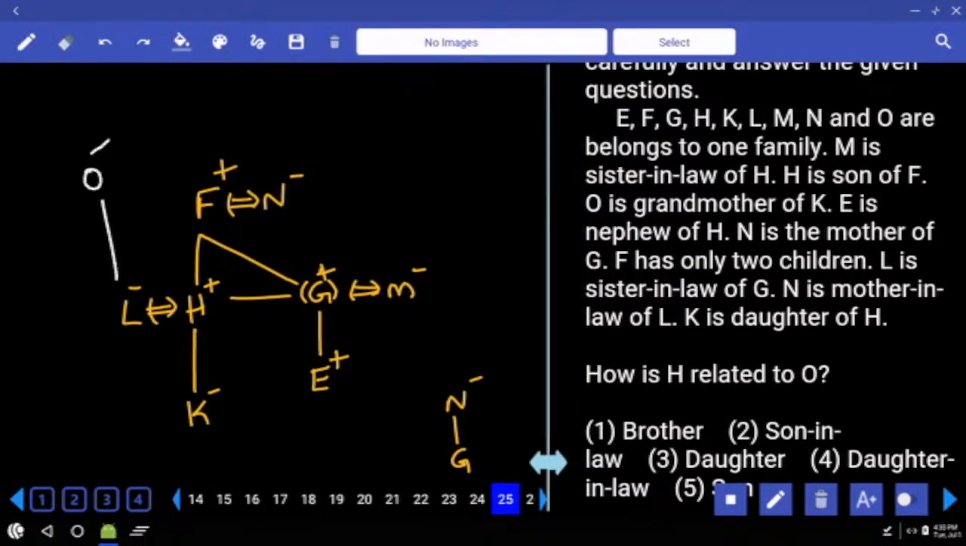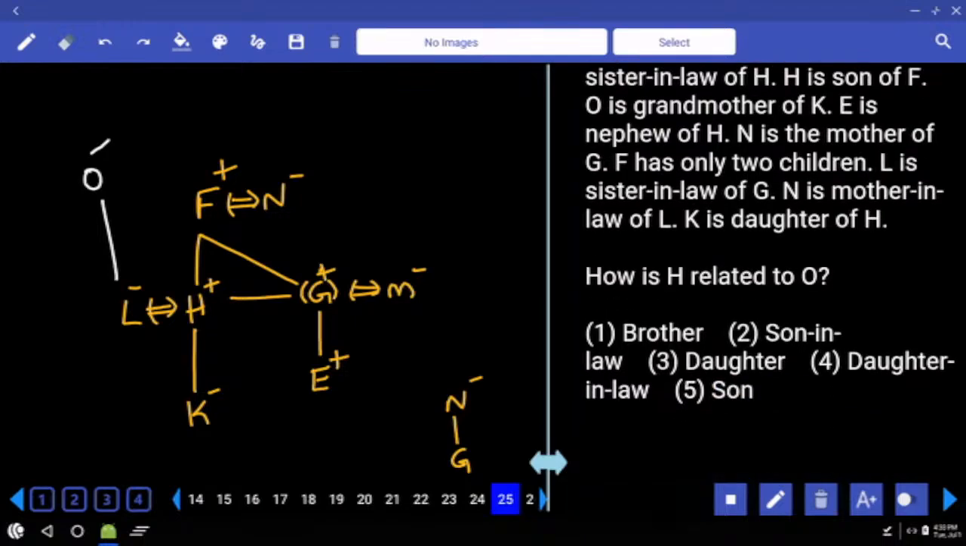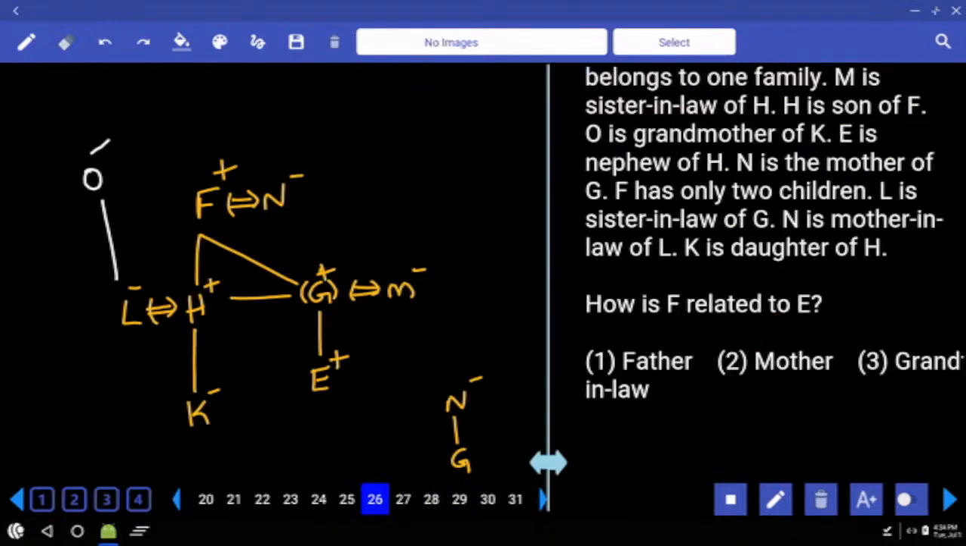O is the grandmother. Then how is H related to O? O's daughter's husband, son-in-law, choice 2. 25. 26. How is F related to E? Now E is father's father, grandfather. Grandfather, that is choice 4. My choice is grandfather, choice 3.